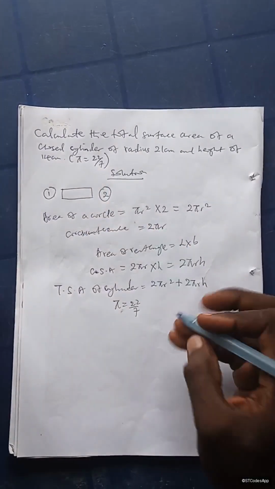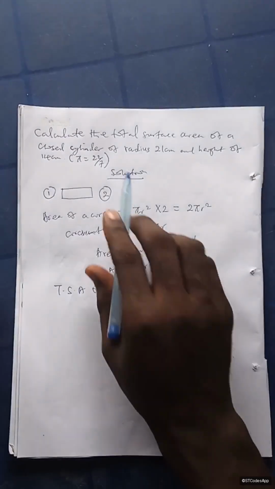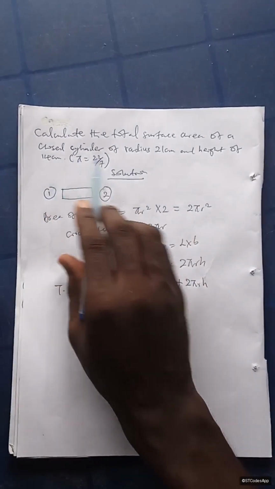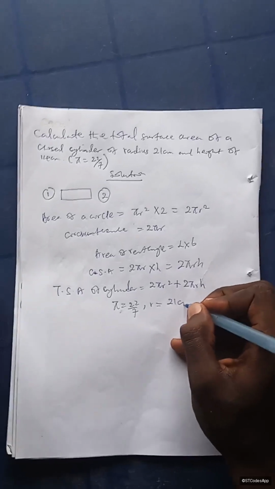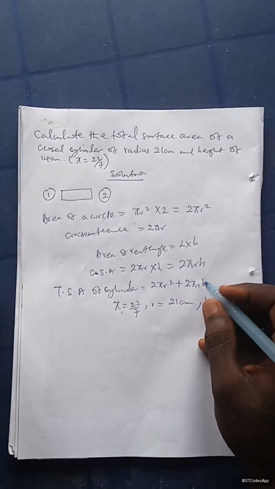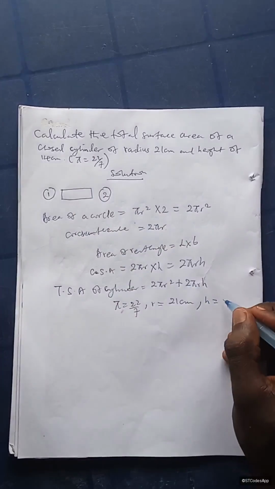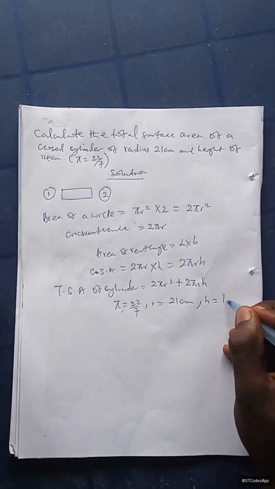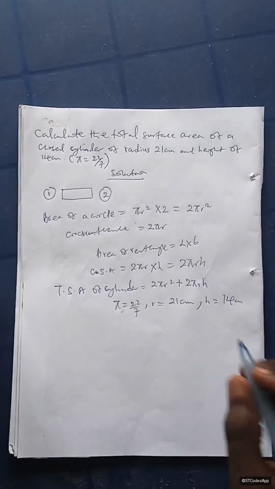From here, we are told that our pi is 22/7. We take our pi as 22/7. Our radius is given as 21 centimeters, while the height of the cylinder is given as 14 centimeters.